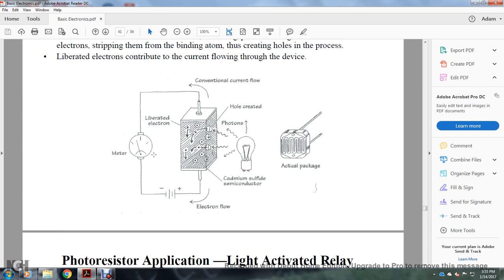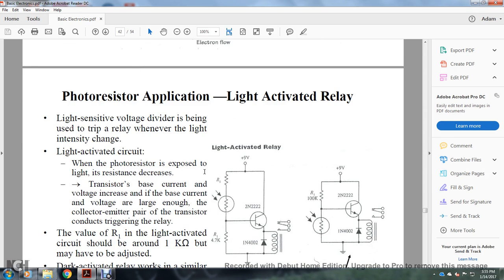Here you have electrons moving through a positive-negative semiconductor, cadmium sulfide, where the conductor and the hole created flow as conventional current, through the actual package, with the photons. The photoresistor application is a light activated relay. A light sensor voltage divider is used to trip a relay whenever light intensity changes.